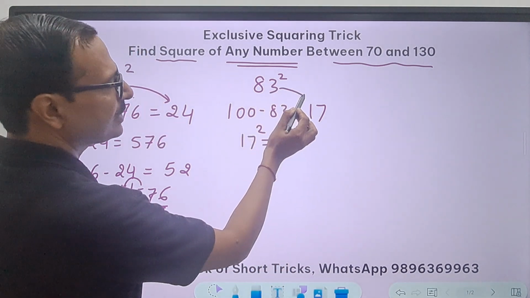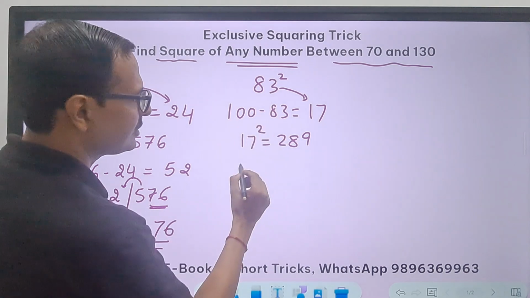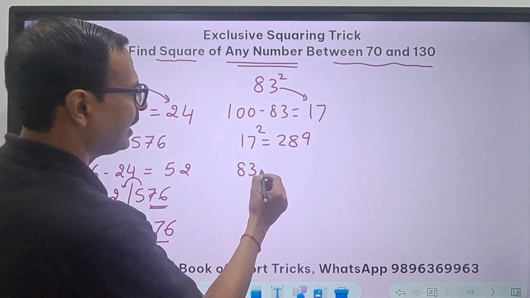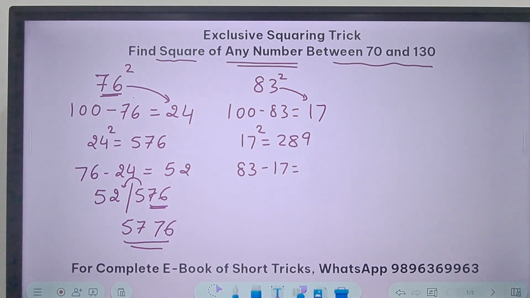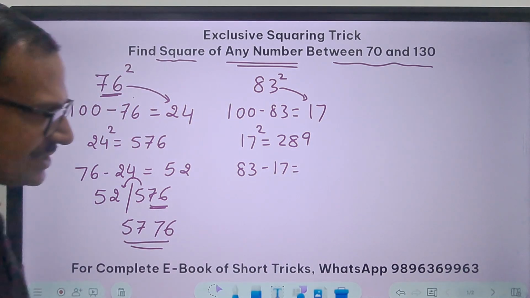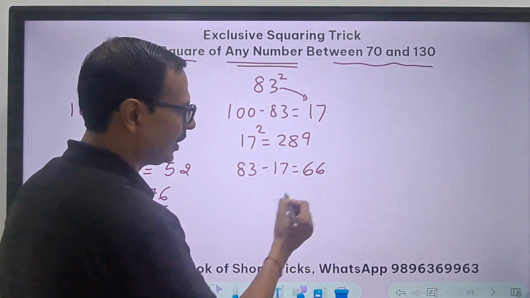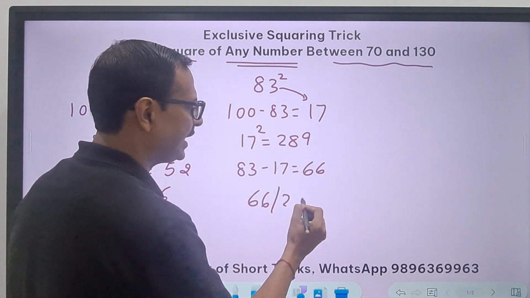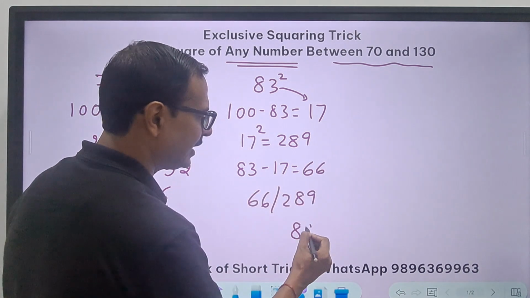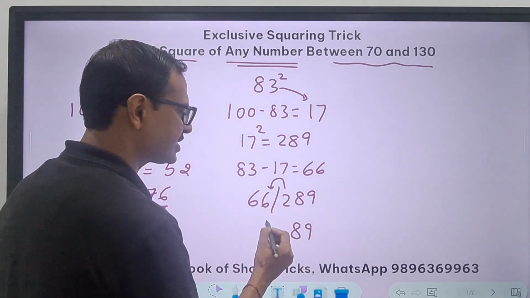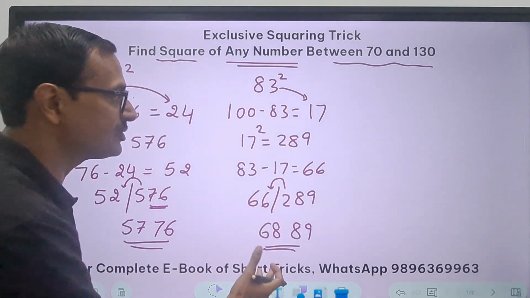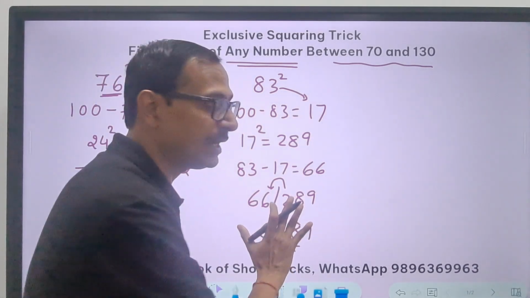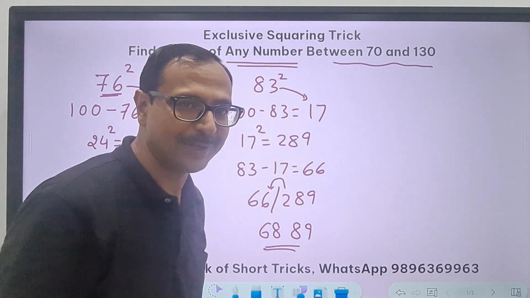And now these two numbers, just subtract 83 and minus 17. So how much is that? 83 minus 17 gives you 66, right? And now write 66, write 289, retain the 89, carry forward this 2, so 68. So 6889 is the answer. Now you can see I have consumed less time, and most of this is mental maths. This is not to be written, okay?